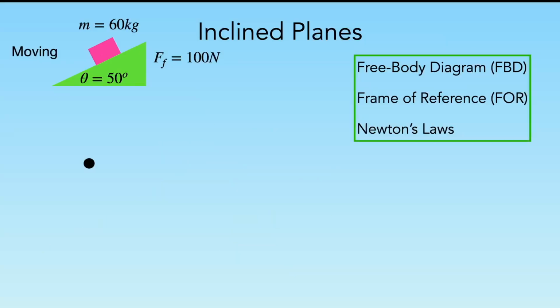Okay, so now let's look at an actual case. It's moving, we've got a force of friction, we've got a mass, we've got an angle. Okay, so mg is 600 newtons, we draw that down. Again, free body diagram, frame of reference, two Newton's laws. And if you screw up the free body diagram, you're just out of luck. So the free body diagram is the most critical part here.